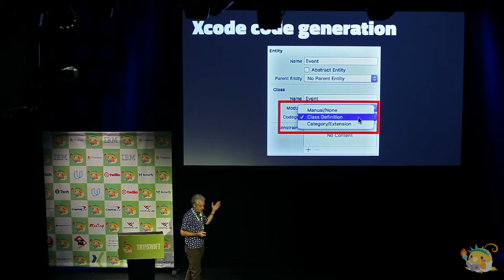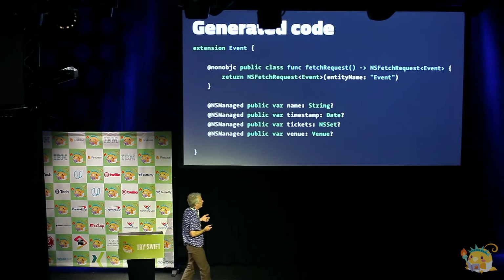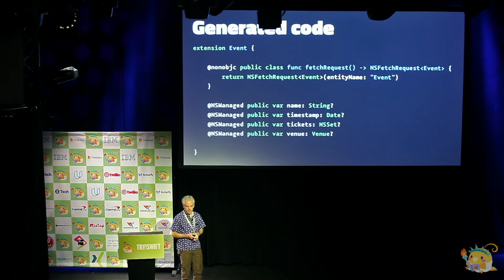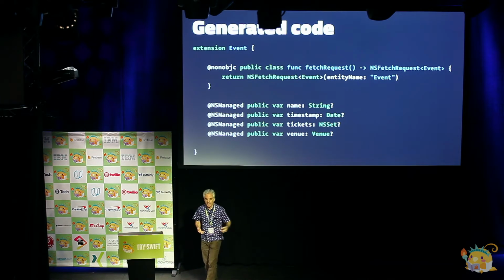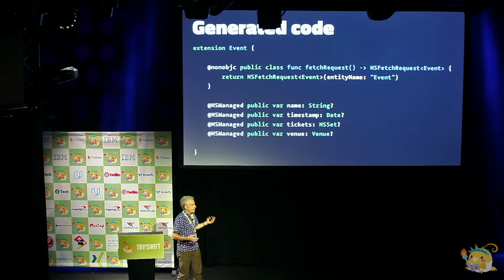And what this is going to give you then for the simple entity that I had on the previous slide is something like this, where you get attributes for your various entities and relationships there, plus a convenience relationship for creating fetch requests. You get this code for either of Xcode's generation options. If you choose the class definition option, it additionally generates just an empty class definition with nothing in it. And this is good enough for a lot of uses.